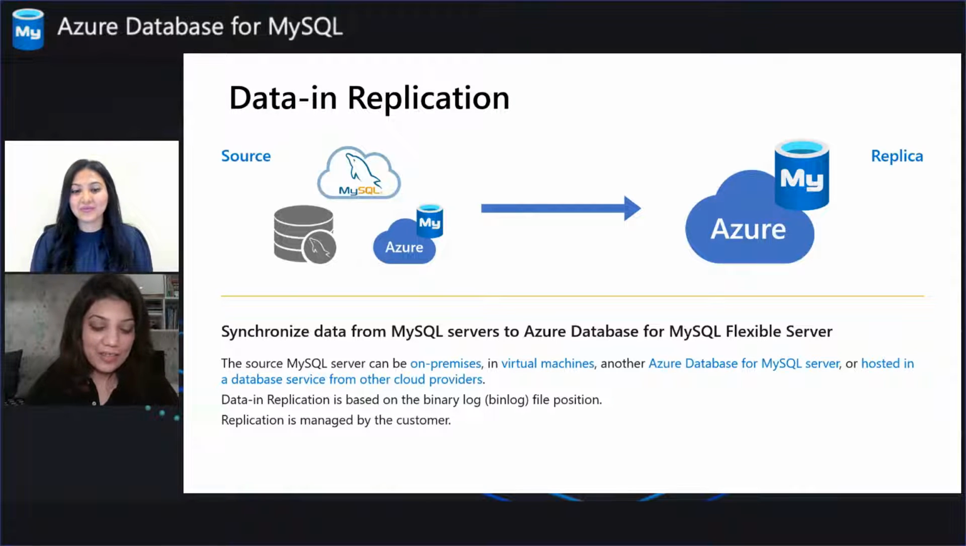The next category that we have is the data in replication. Data in replication is a mechanism which helps you synchronize data from any MySQL server to Azure Database for MySQL Flexible Server. To simplify the concept, here the source is usually a MySQL server, which could be on-premise or on a virtual machine or on any other cloud provider, or possibly just another Azure Database for MySQL Flexible Server. And the replica or the target is always the flexible server.